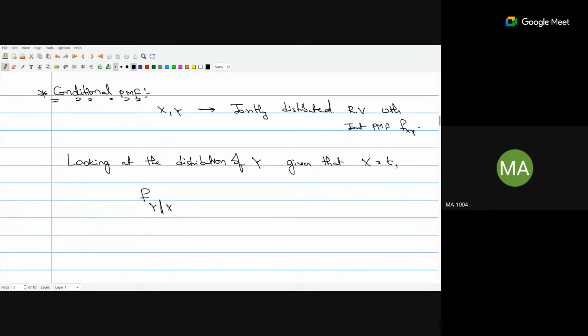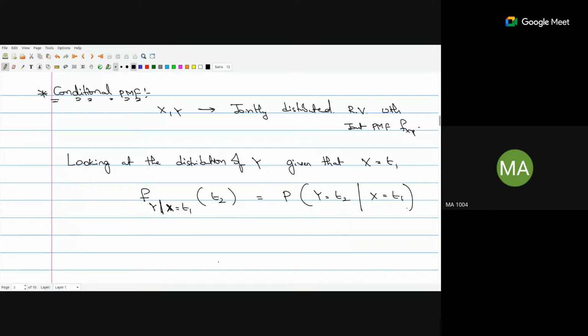This long bar is like, given x is equal to t1, the input is whatever value is in the range of y, say t2. So we are interested in looking at the distribution of y given that the other random variable x has taken some value. So this is actually the probability that y takes value t2 given that x is taking value t1. So this is a conditional distribution, a conditional probability now.